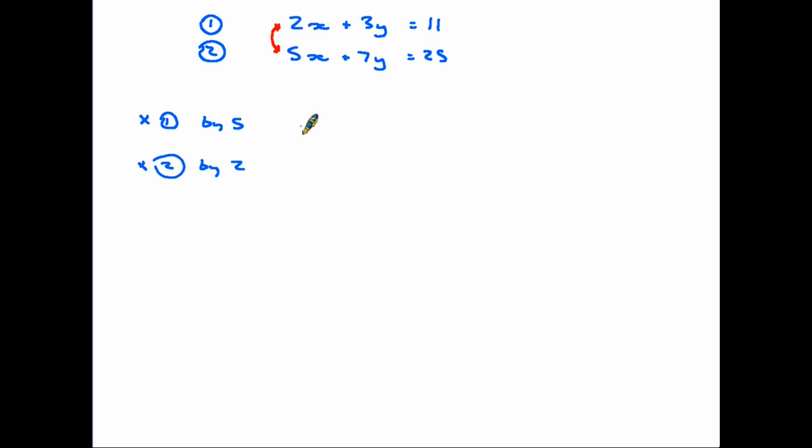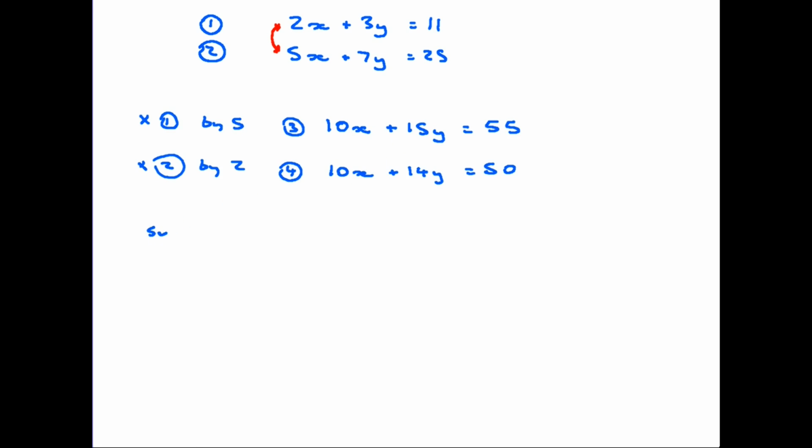So we're multiplying the whole top row by 5. Therefore we get 10x plus 15y equals 55. I'm then going to multiply equation 2 by 2. So I get 10x plus 14y equals 50. Now, having done this, and of course we've now got two new equations, 3 and 4, we now have two equations where the value of x is the same. And that means we can take one of the equations away from the other.